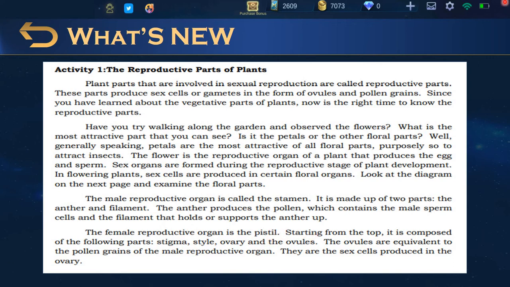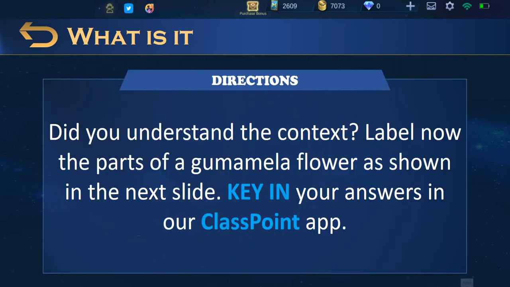The female reproductive organ is the pistil. Starting from the top, it is composed of the following parts: stigma, style, ovary, and the ovules. The ovules are equivalent to the pollen grains of the male reproductive organ. They are the sex cells produced in the ovary.